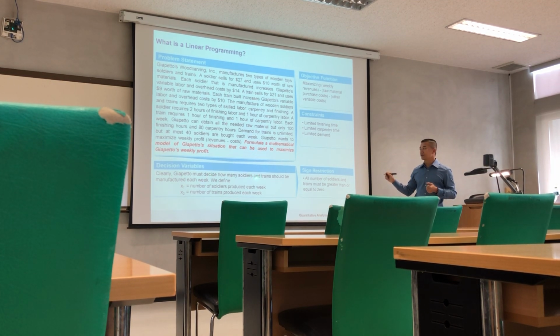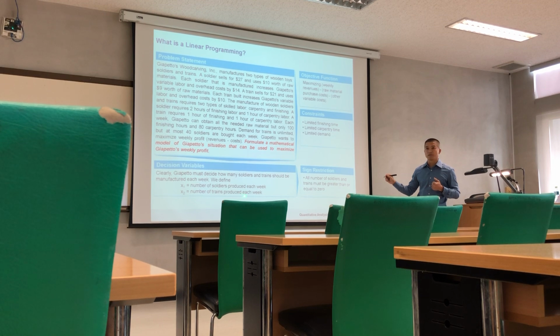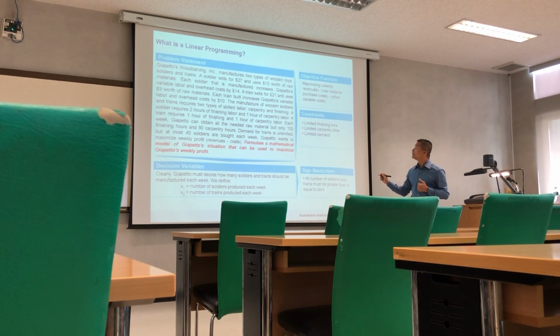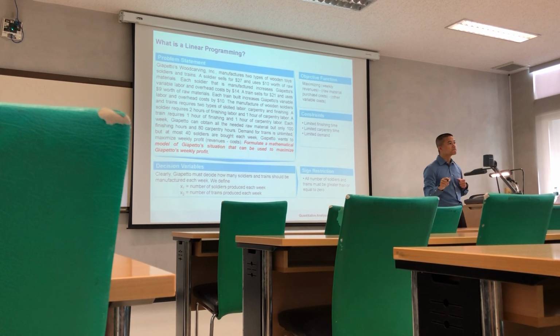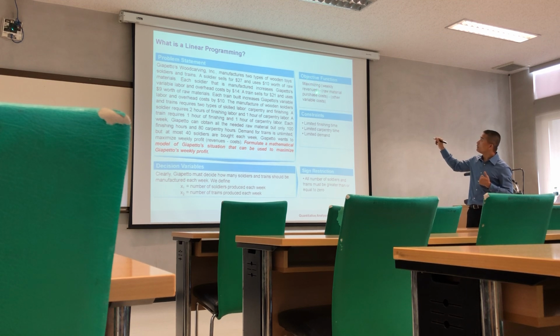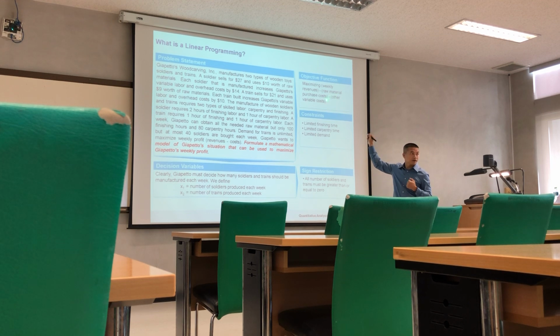They want to decide how many soldiers and trains should be manufactured each week. So we define x1 equal to the number of soldiers produced each week, x2 the number of trains produced each week. Let's take a look. Our objective function would be maximizing weekly revenue minus material purchase cost and other variable costs.